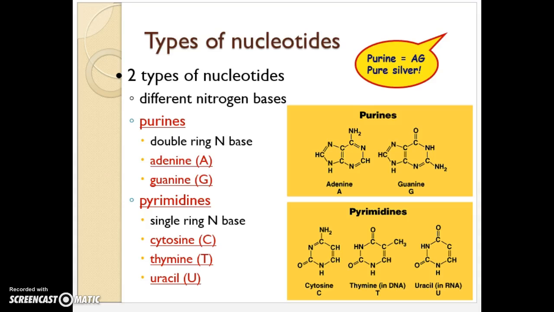So this is part 4 of Chapter 5's lecture on biomolecules and carbon. And we were talking about how there are two groups of nucleotides, both the purines and the pyrimidines. And so again, make sure that you know which ones belong to which. So adenine and guanine are the purines, and cytosine, thymine, and uracil are the pyrimidines.